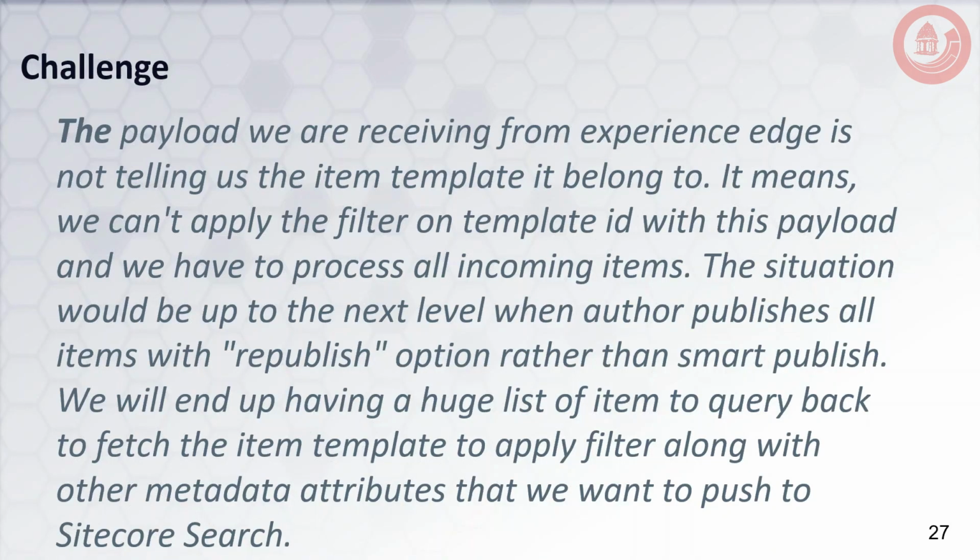So the situation would be, up to the next level, when authoring publishes all items with the republish option rather than smart publish, we'll end up having a huge list of items to query back to fetch the item template to apply the filter, along with other metadata attributes that we want to push to Sitecore Search. To mitigate this, we need to make another call to Experience Edge with each ID to get the additional detail to process it further, right? Because we don't have the template ID anymore.